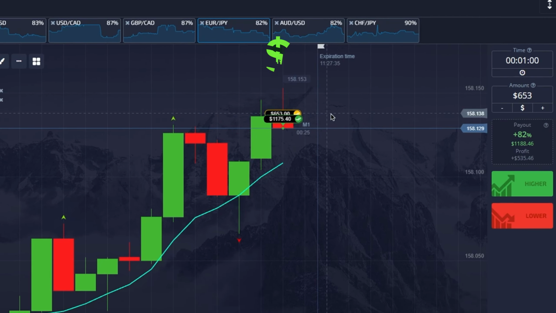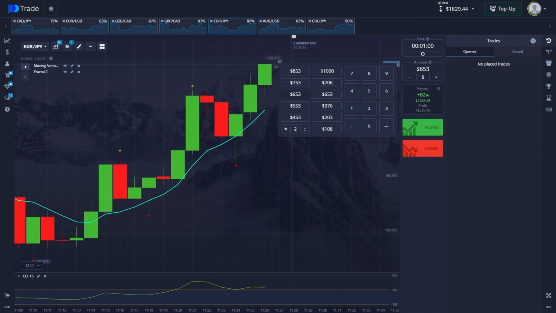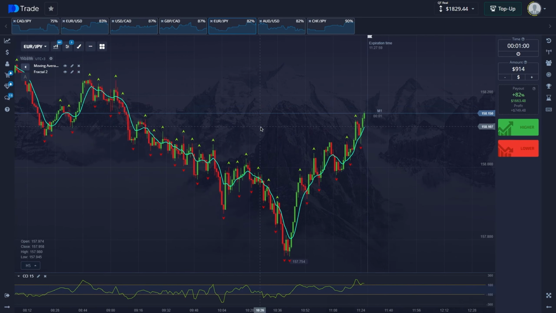One trade was closed at break-even. We missed the timing on the entry, but the second trade closed in profit. Let's not take too many risks like that. We'll stick to opening trades with the trend. Now we'll choose the next currency pair and open 2 trades of $914 each. Let's get started.